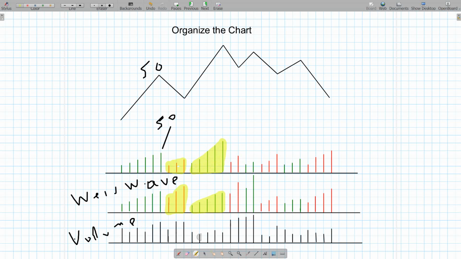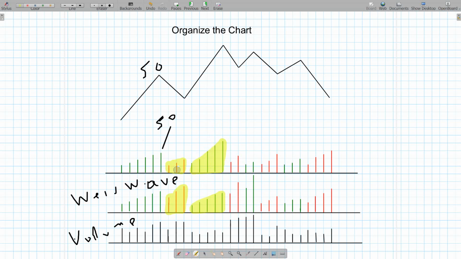Now, where does the volume come into play? The individual bars come into play in order to check inside the waves where the big volume bars are. Are they at the bottom or are they at the top? Okay? So by organizing the chart like that, we are able to see much more easily what is happening.